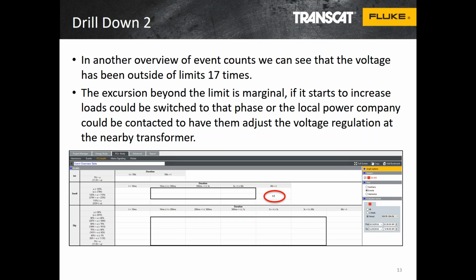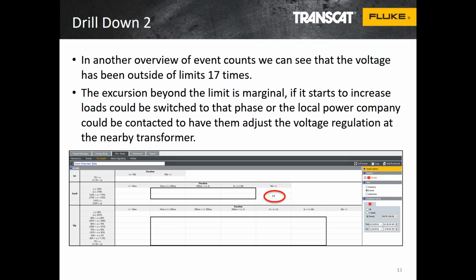So these are the voltage variations, and here we have an absolute count of what they were. So it tells us that we had 17 events. The other thing that it tells us is the type of event. So we have interruptions, swells, and dips. In this case, we had 17 events outside the limit, and they were all swells.